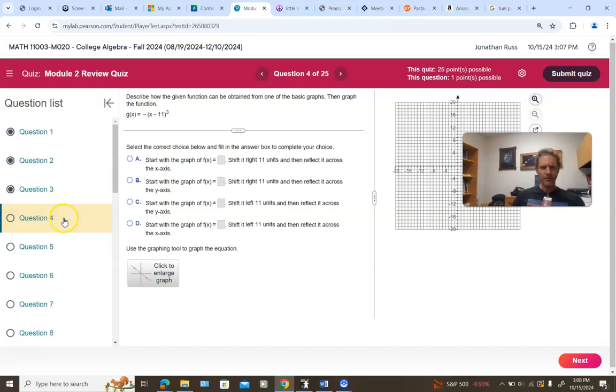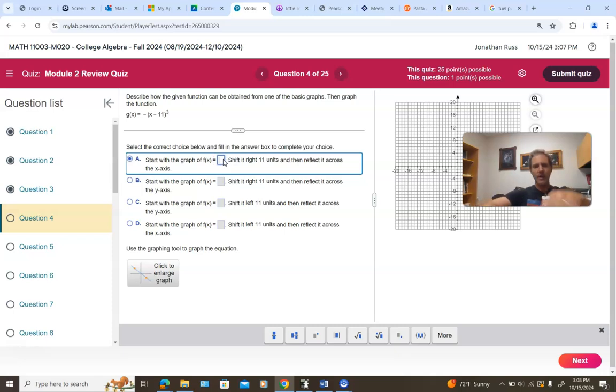And then question number 4 here. This is the same type of question. We've got some transformations going on. This, by the way, is a transformation of that basic x cubed function. Okay, and because there's a minus 11 inside the parentheses, that's going to shift the graph of x cubed to the right 11 places, and then because there's a negative in front of the function, that's going to reflect it about the x-axis. So I need to pick out the correct choice that shifts it to the right 11 units and then reflects it across the x-axis.